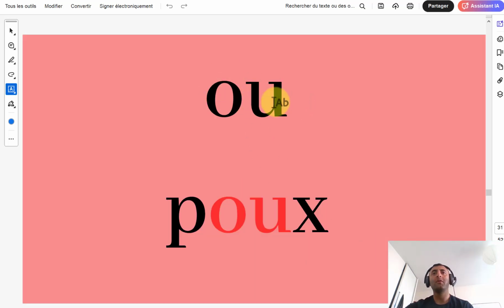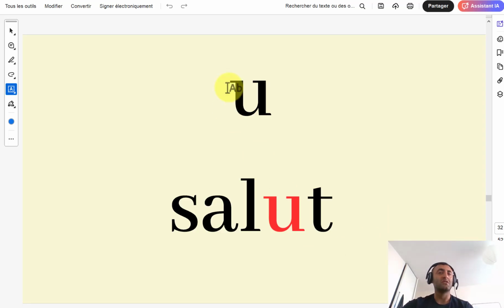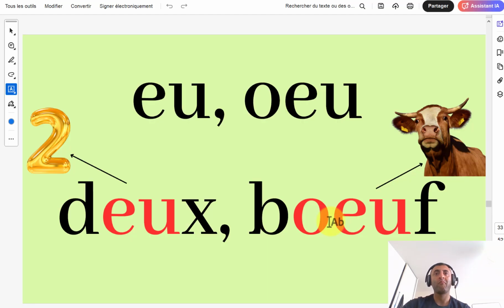O and U: this one is ou, like pou. So pou actually it's a little insect that you can find on the pets. So this one is U, of course. It's not U, it's U. Salut. Salut is hi. I wrote T at the end and I don't read, of course, following our first rule.